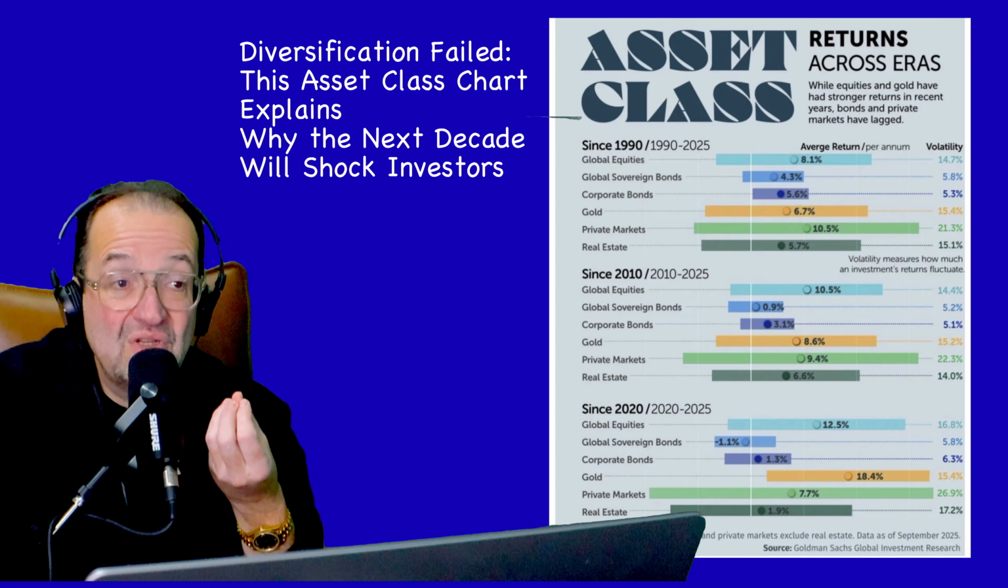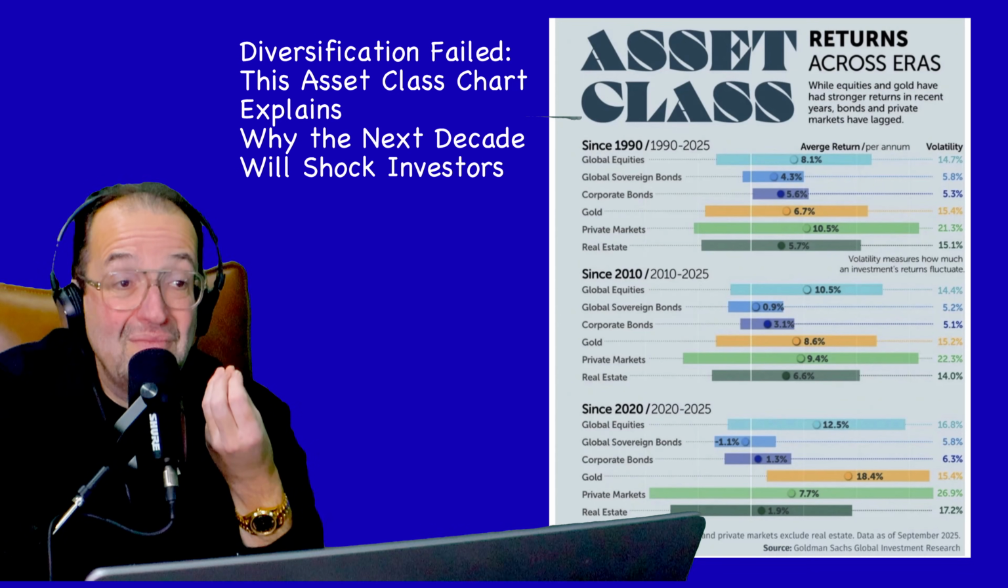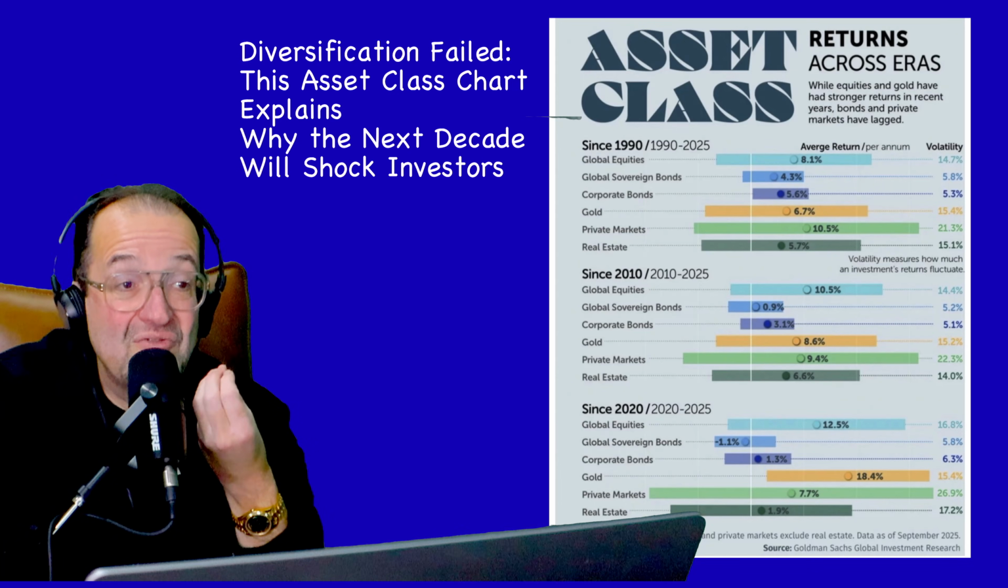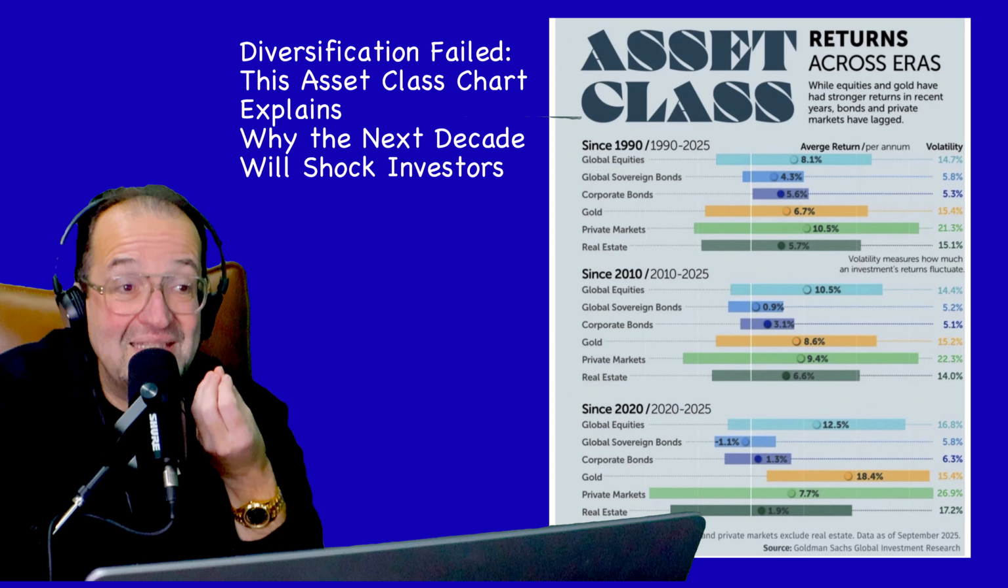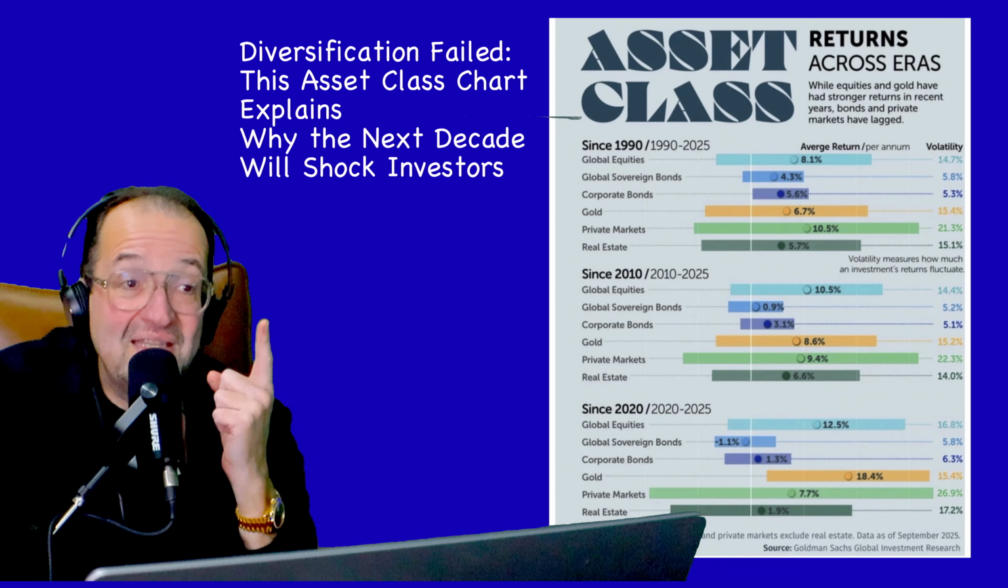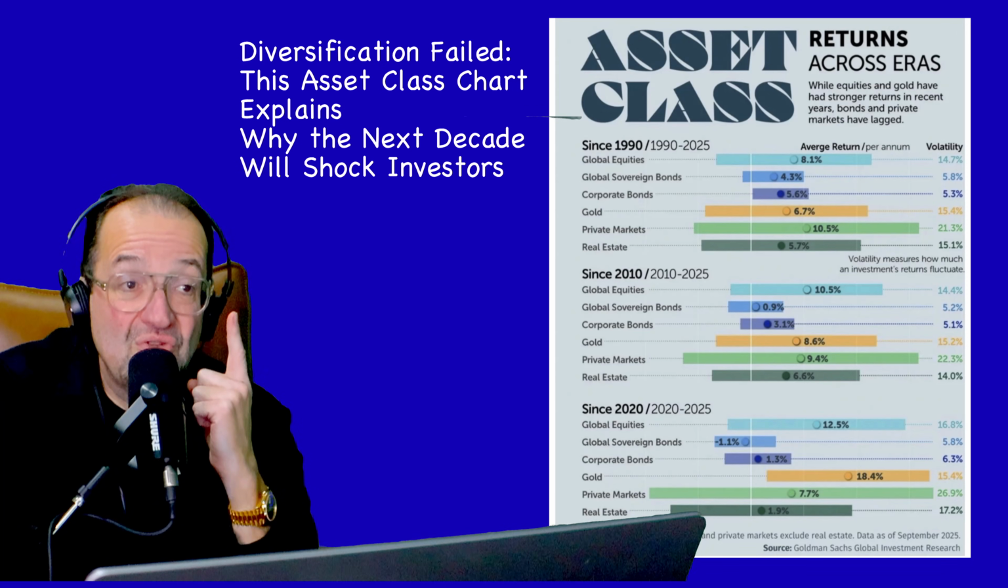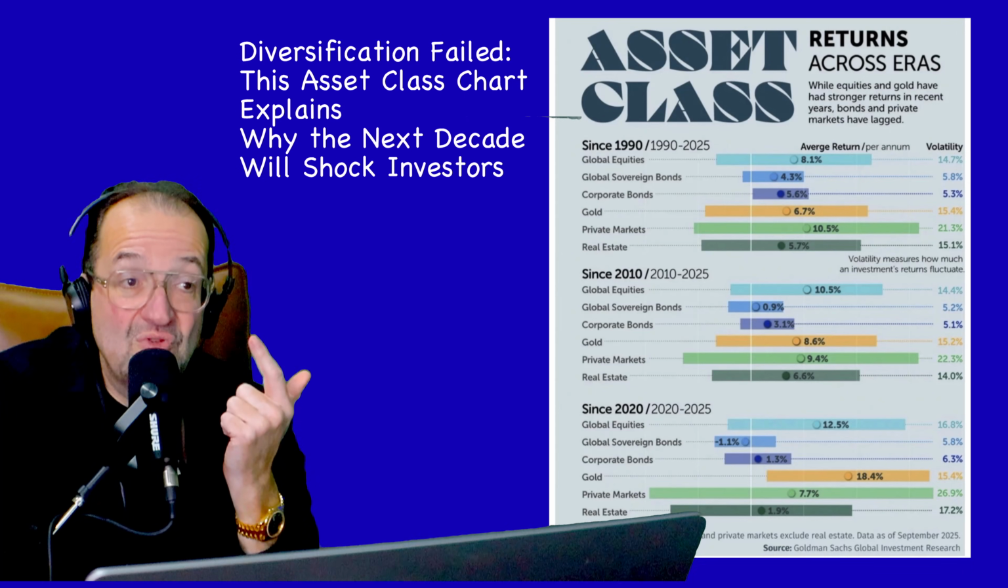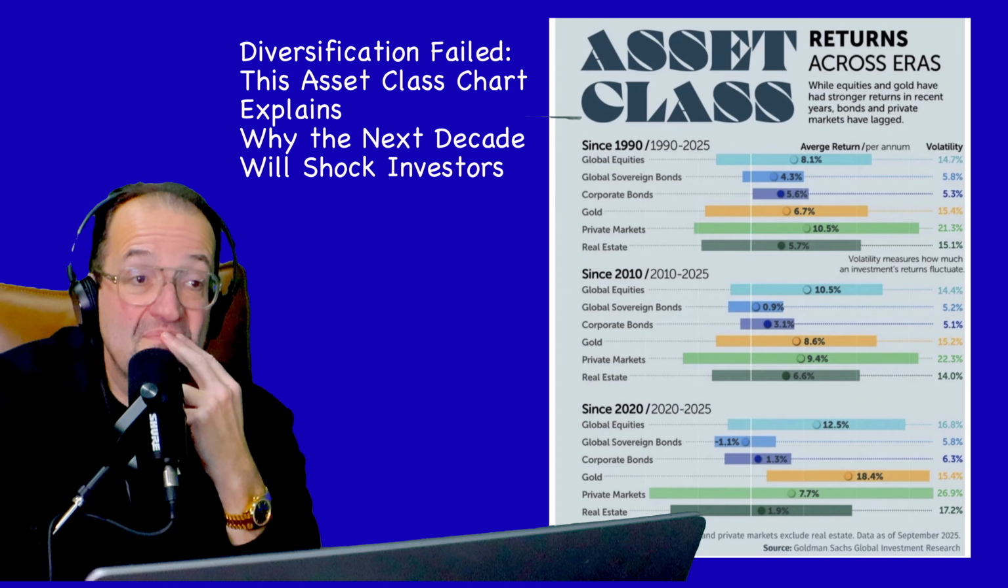Then, of course, real estate. Higher rates exposed leverage, cap rates rose, price and cash flow failed to keep up: 1.9% return for 17% volatility. The key takeaway from era number 3 is inflation breaks diversification, rates become the dominant force, and liquidity becomes king.